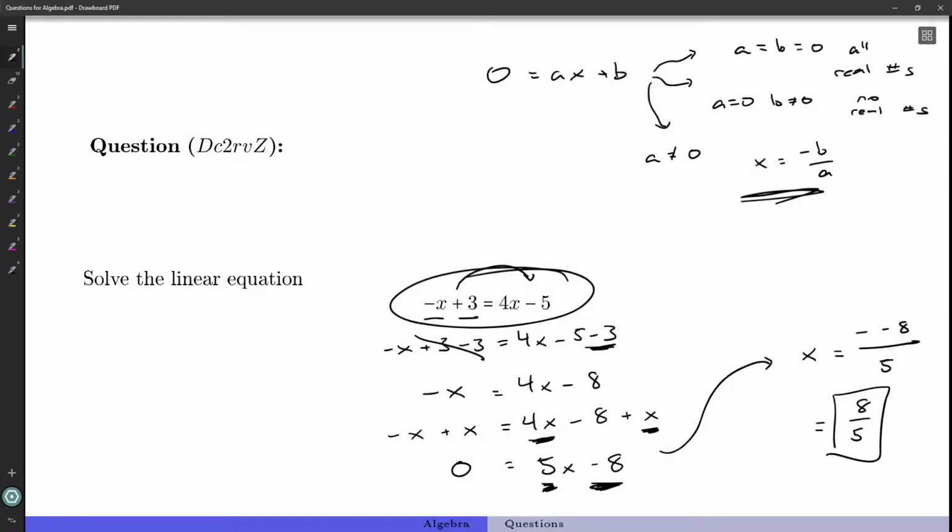Or that should be 1.6 if we wanted to divide it out by hand or grab a calculator or something like that. But 8/5, I prefer my answers in fractions.